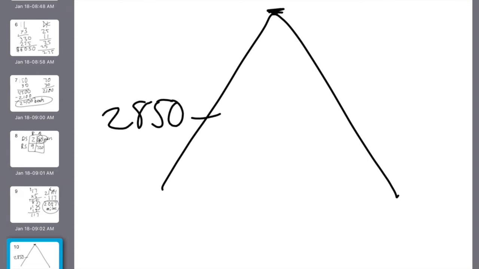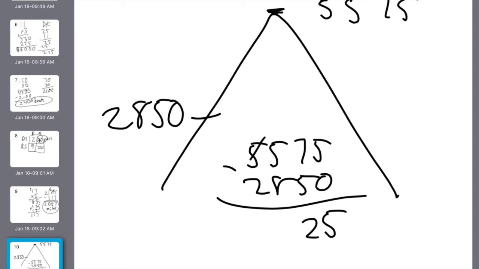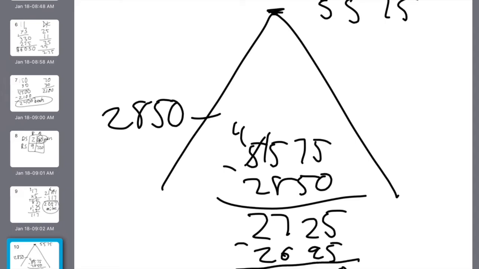I'm starting right here at 2,850, and I'm climbing up here to the peak, which is 5,575. So I've got to figure out how far I climbed by subtracting. 5,575 minus 2,850. 5, 2, can't. 15 minus 8 is 7, 2. So I climbed up 2,725 feet.